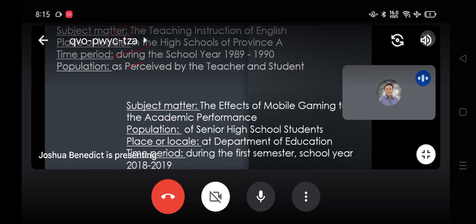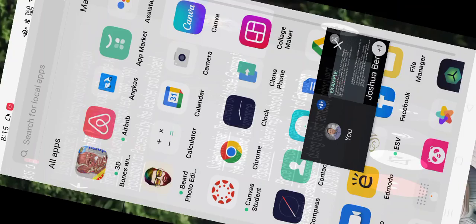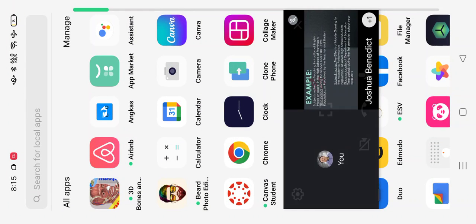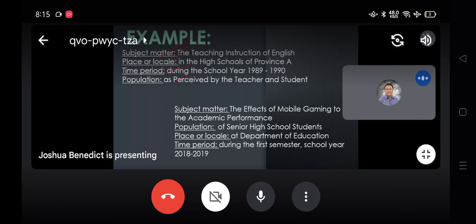So, if that would be the case, the effects of mobile gaming to the academic performance of senior high school students at the Department of Education during the first semester, school year 2018 to 2019. So, if that's the case, there's something wrong with this title. Why? Is it the subject matter? No, because it directly states what the topic will be about.